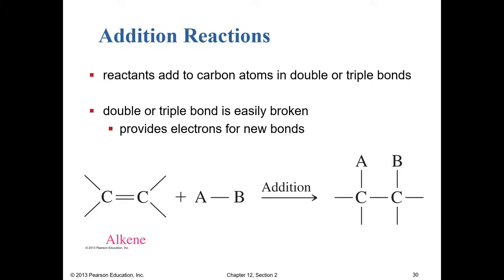So in alkenes, they undergo what we call addition reactions. In this case, we're adding something to the double bond and breaking it apart. And we're going to result in an alkane.